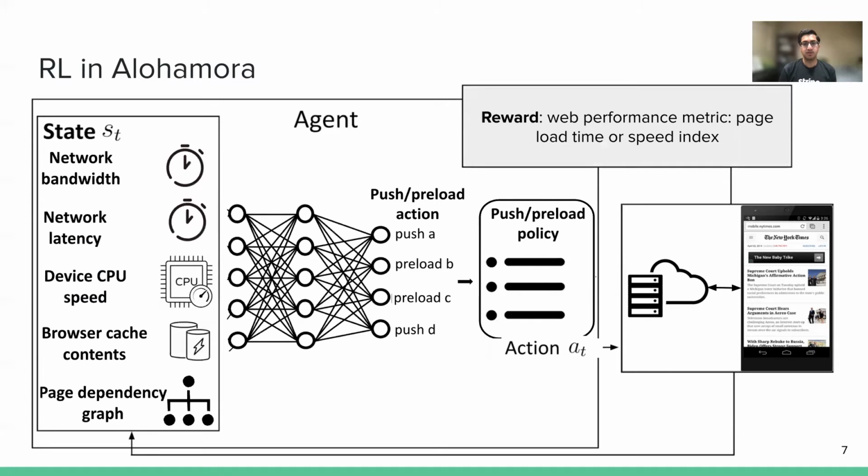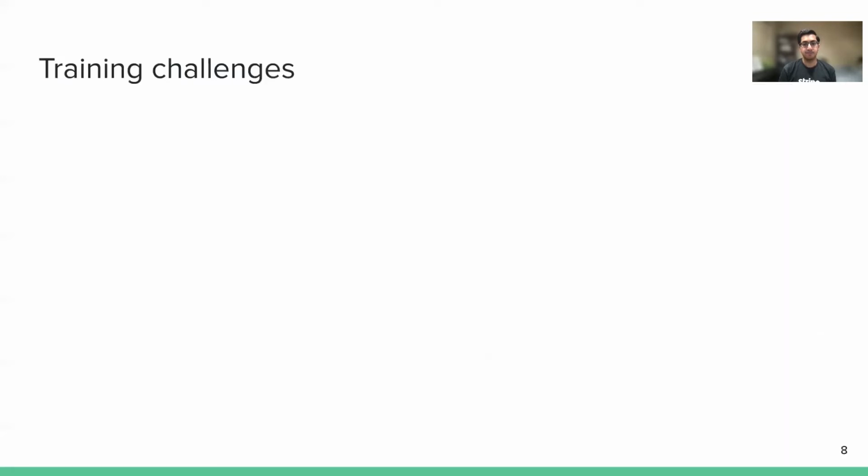To learn these policies, we use a neural network with several inputs describing the environment. The output is an action that either describes an object to push or preload. In each iteration, we end up with a policy based on the current parameters of the neural network. By training on many pages and environments, we can learn the parameters that produce the best policies. Although the application of RL is straightforward, there are multiple challenges involved in implementing this on real websites.